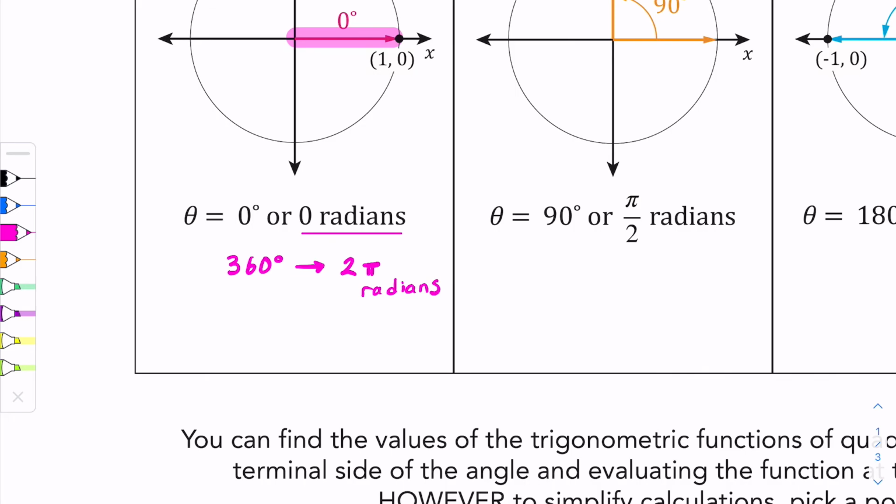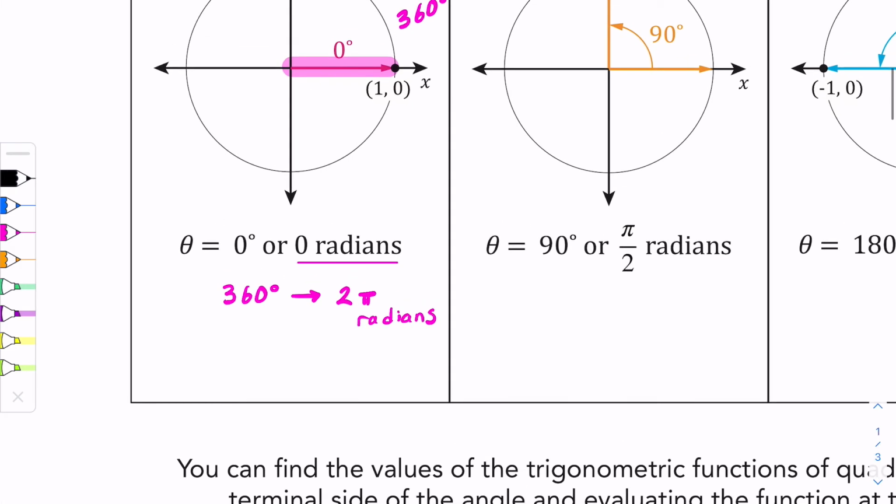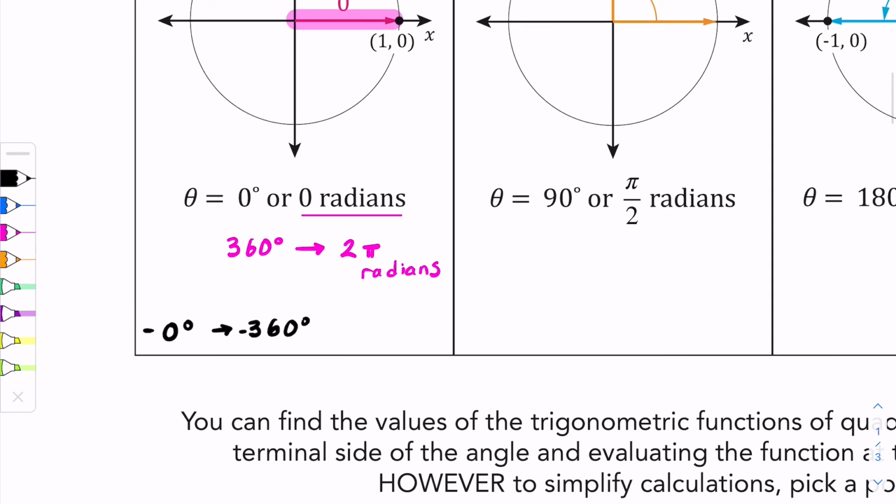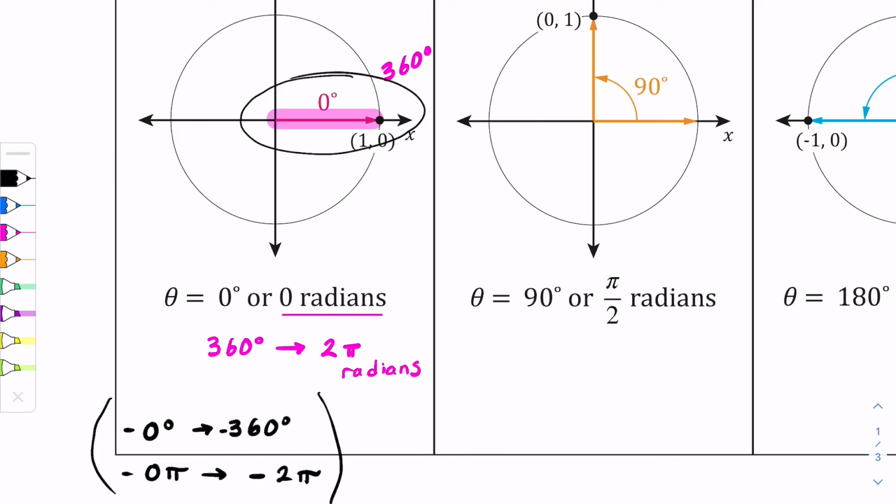If you were to reference the negative angle, like I mentioned, you would have 0 degrees, or you would have 360 degrees. Oh, I meant to say negative on both those. Negative 0 degrees, negative 360 degrees, or you would have negative 0 pi or negative 2 pi. So those are your options for negative values in this angle location. So we're talking about the angle being right there.